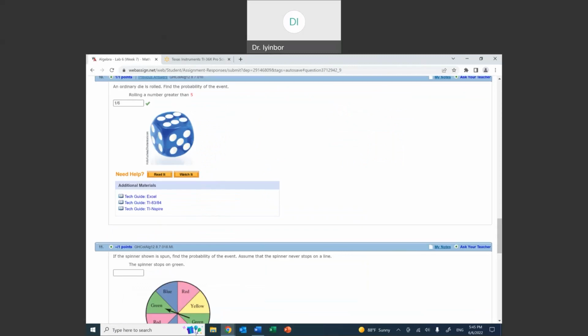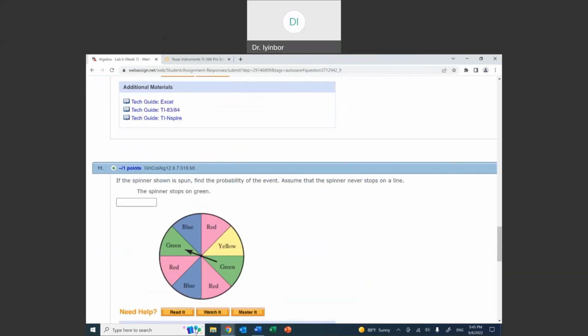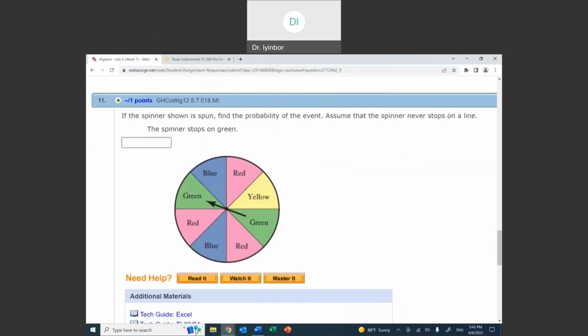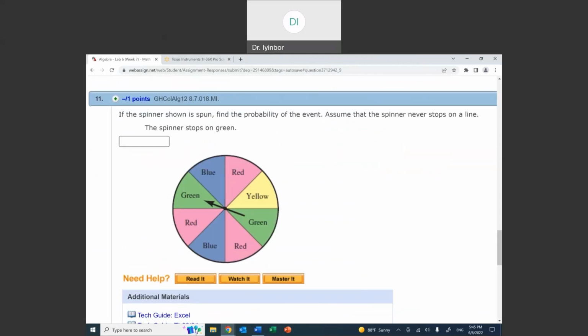Next one is the same idea. You have this spinner here. You have to spin it, and what is the probability the spinner stops on green? How many green spots do we have here? There are only 2 greens. So the probability is 2 out of how many there are in total? 8. Now you can reduce that to 1/4, or you can just put it like 2/8.